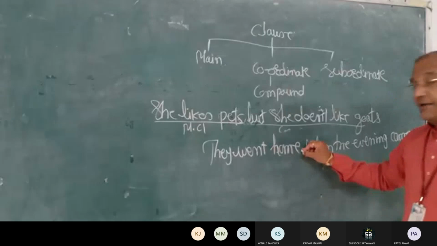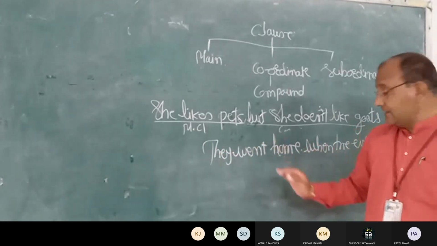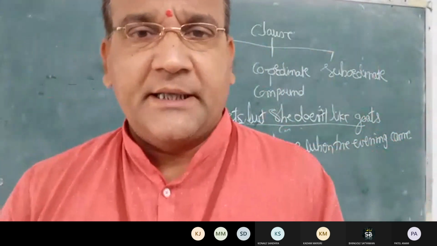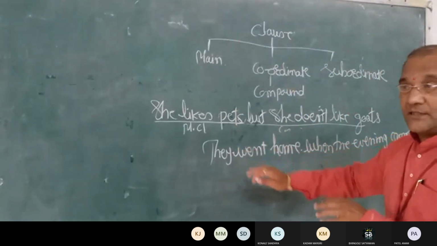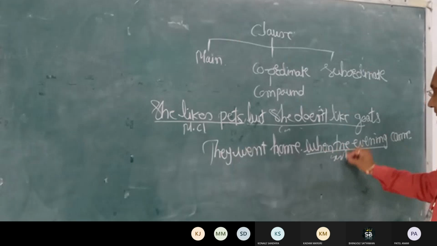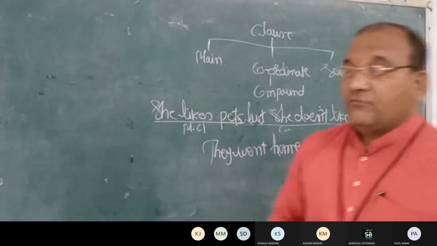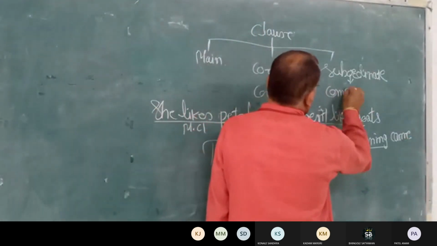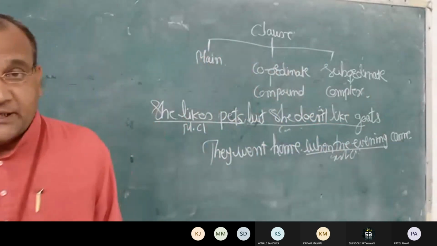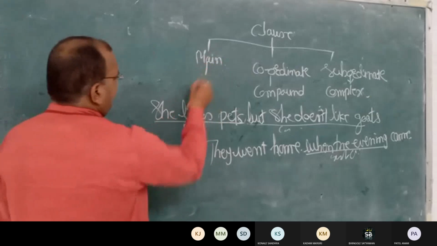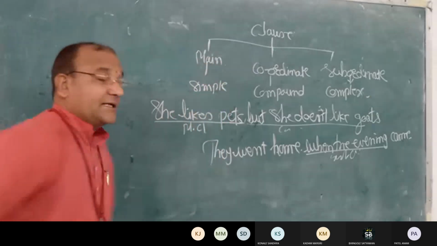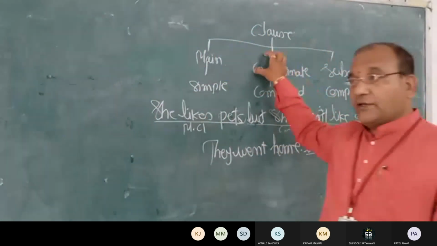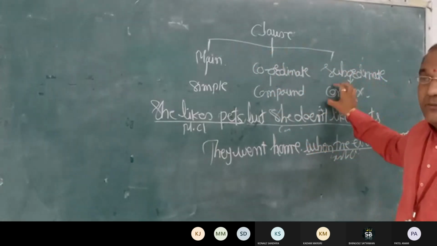If I put a stop here, "They went home" is a complete sentence, but "when the evening came" does not have complete sense. It cannot occur alone. It has to depend on the main clause. That's why it is subordinate. So by using one main clause and one or more subordinate clauses, what you get is a complex sentence. Only a main clause will give you a simple sentence. So these are the three types of sentences: simple, compound and complex. The process of coordination gives the compound sentence, and the process of subordination gives the complex sentence.